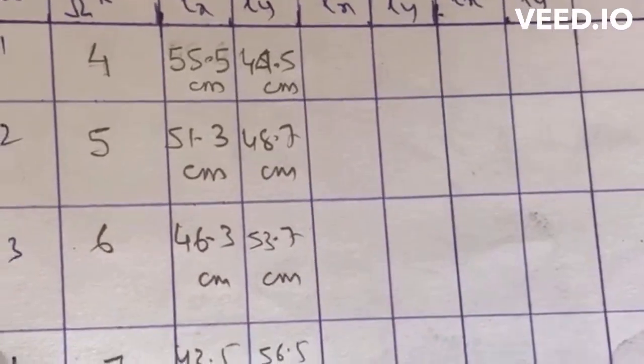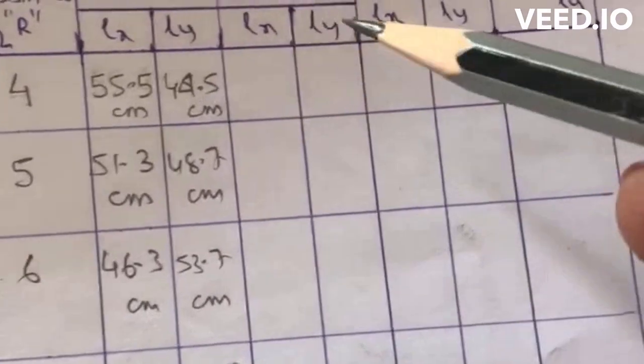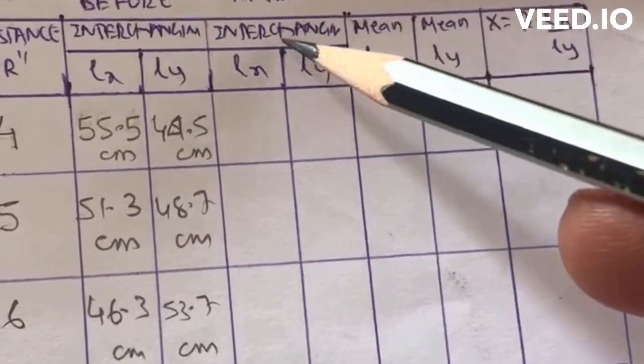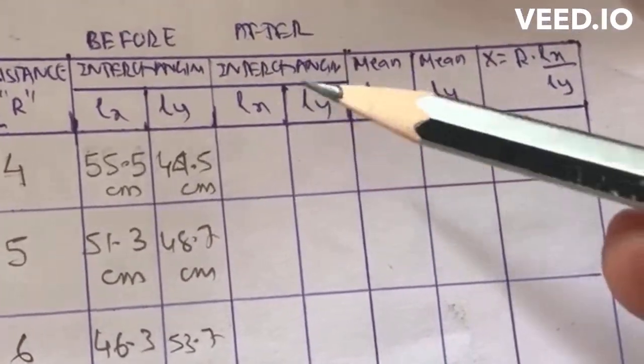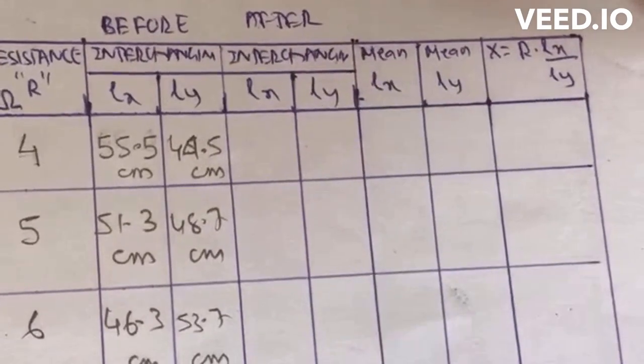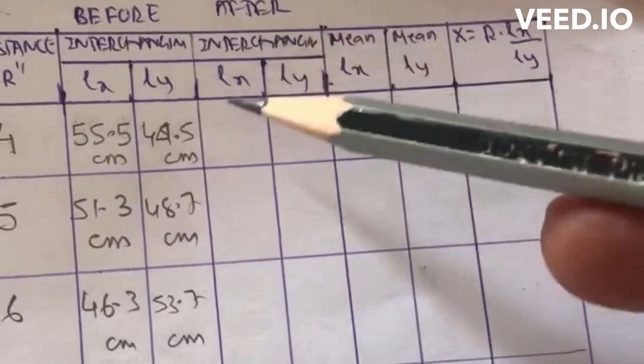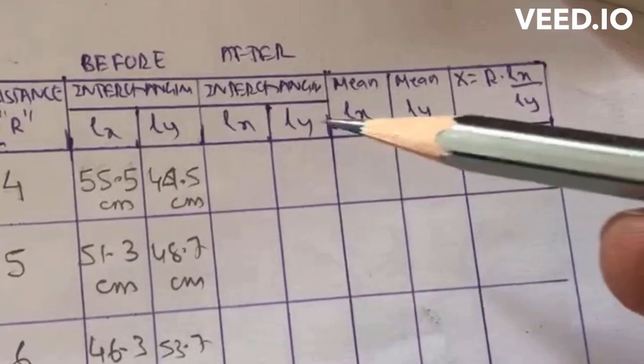Now I have filled up this LY column for you after calculation. Now there is this column called after interchanging. Now this probably can be taken as an optional. If you want, you can do it, else you can skip that part.